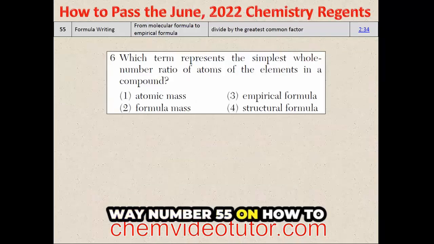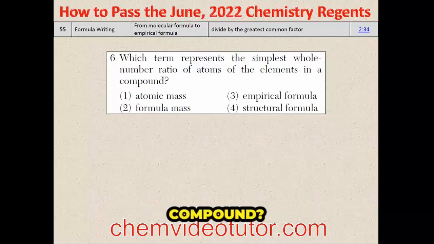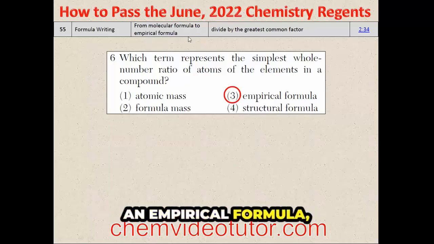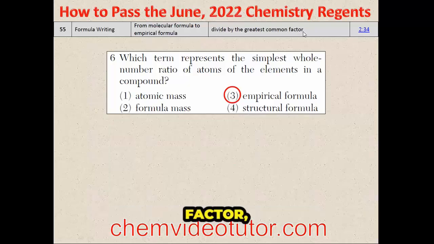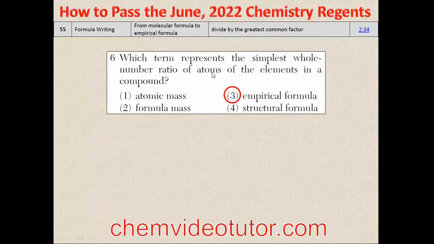Way number 55 on how to pass the June 2022 Chemistry Regents. Which term represents the simplest whole number ratio of atoms of the elements in a compound? Well, that's going to be the empirical formula, because when you go from a molecular formula to an empirical formula, you're going to divide by the greatest common factor, giving you the simplest whole number ratio of those atoms.